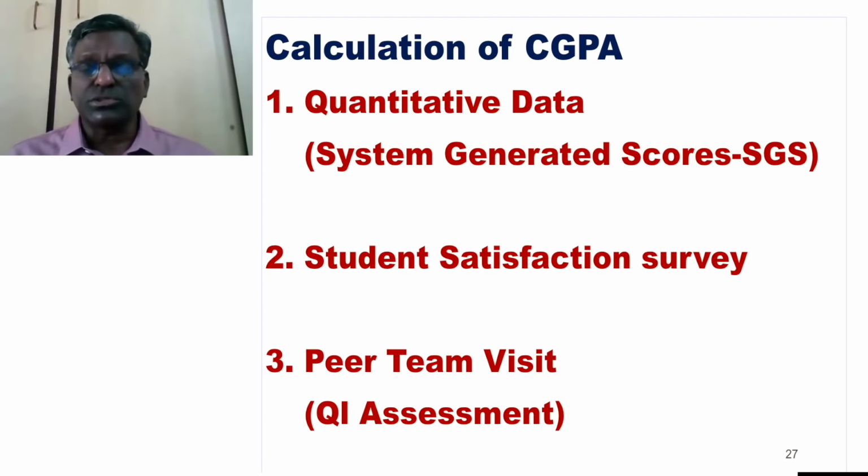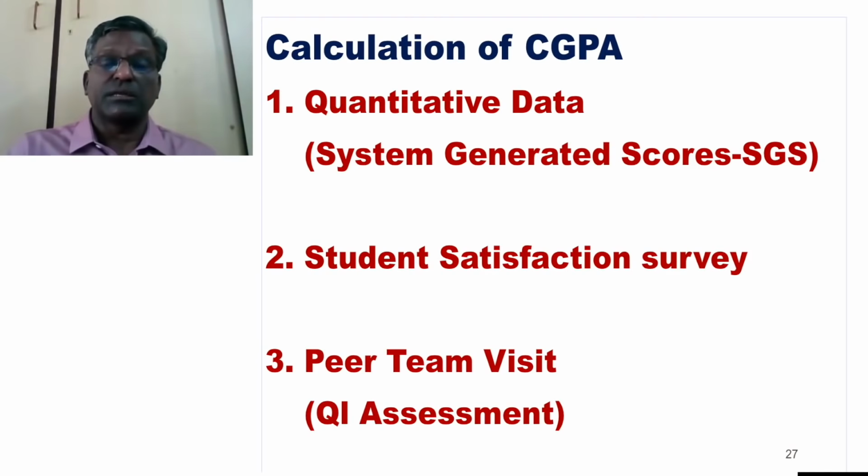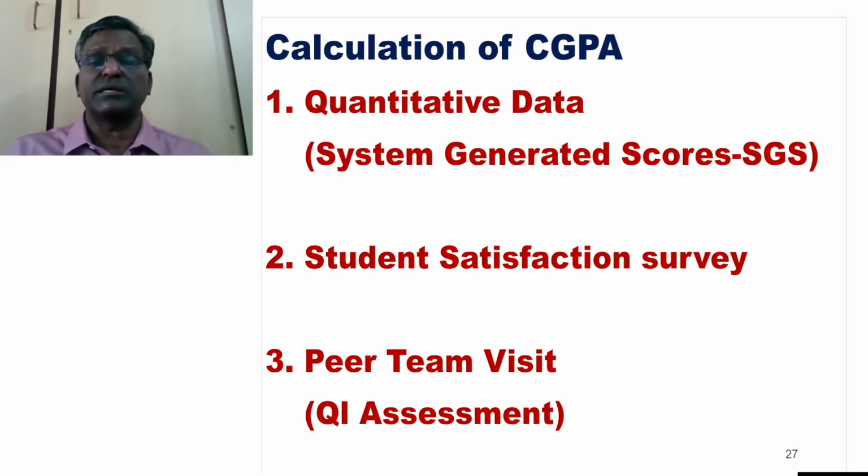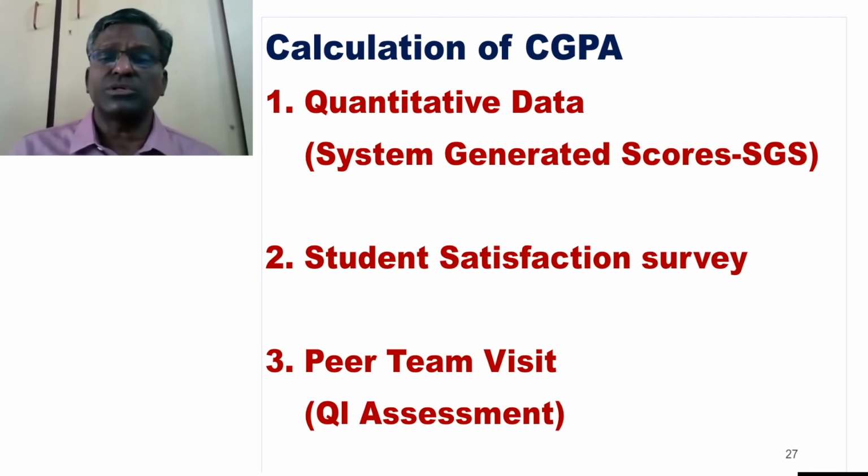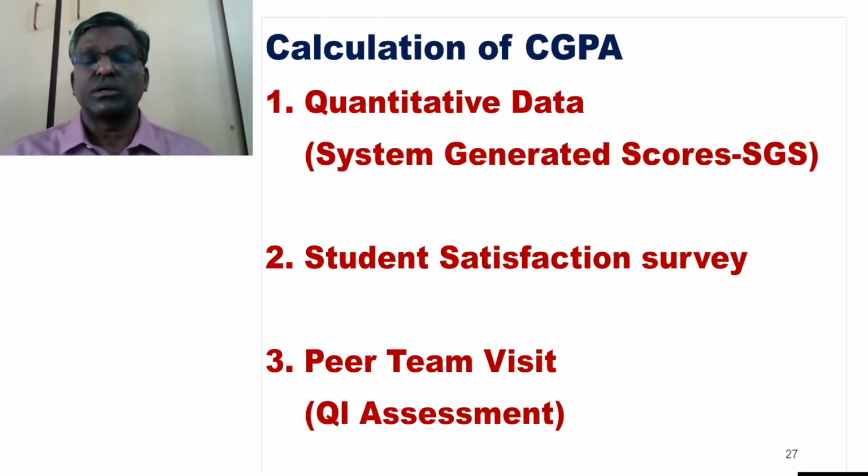Now, the scores are derived from 3 sources. Source number 1, system generated scores, and this is with reference to quantitative data. After the data validation and verification is over, the system will generate scores, and this applies to quantitative data. Then the student satisfaction survey, where the weightage varies from 50 to 60. Then the peer team visit qualitative assessment. This is like a question paper consisting of part A, part B, part C. So you put together and you have the cumulative results. I just want to give you 2 samples because you should know how exactly the scores are calculated.